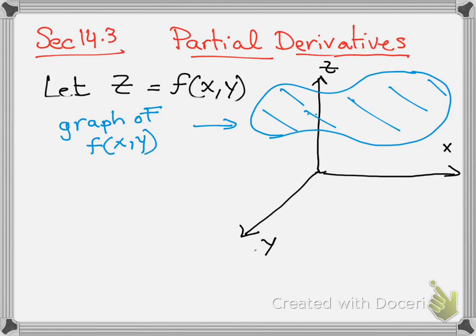The graph of f of x, y, as we said last time, the graph of a function of two variables is not like a line or a twisted line. It's actually a surface. It's a space of dimension 2, like a twisted plane. So the graph of f of x, y is a two-dimensional surface.